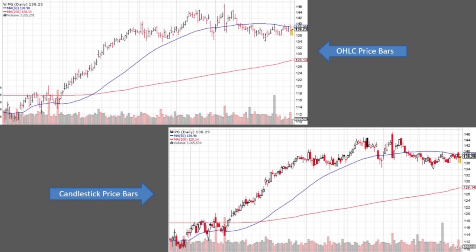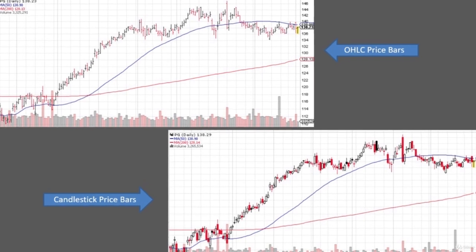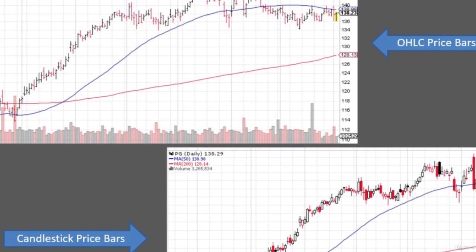Here's an example of the same exact security, showing the same period, as open, high, low, close bars versus candlestick bars. You can see they look similar, but they also look different, in terms of what you can get from them. One thing with candlestick bars is there are things that can be indicated. They give you more information within a pattern or the shape of the candle itself.